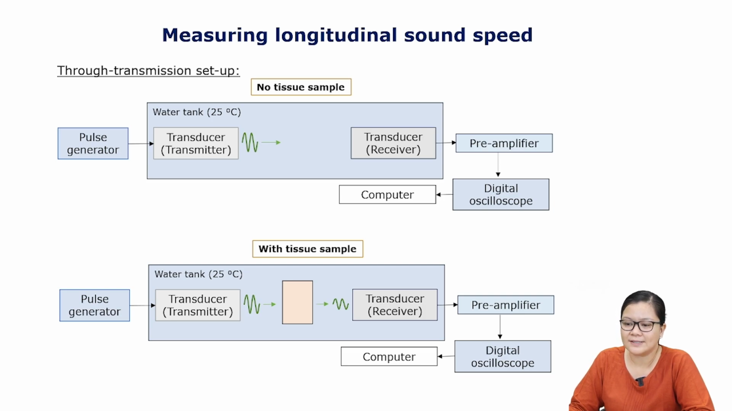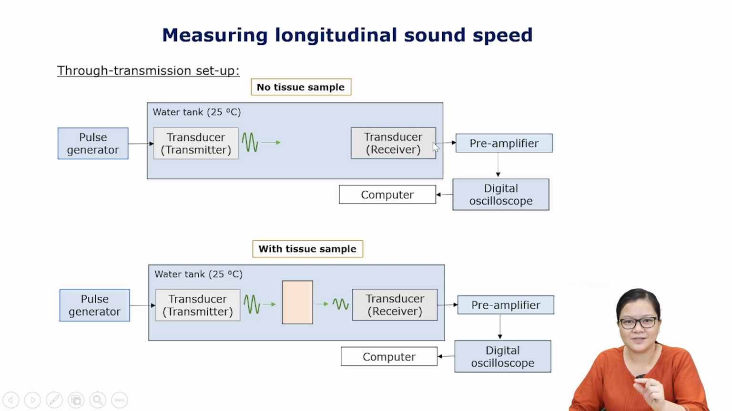What we have here is a pulse generator that will excite a piezoelectric transducer. This will transduce, or transmit, an ultrasound signal that then propagates inside the water. In this case, we don't have a tissue sample, so the wave is just propagating through the water. Then we have our detector here, a receiver, another piezoelectric transducer. It will receive the signal.